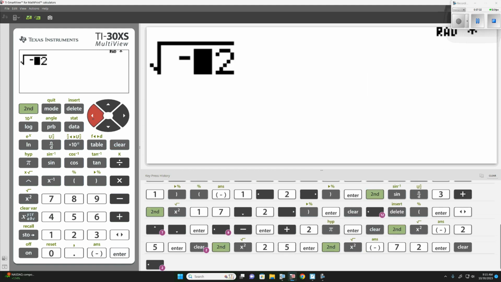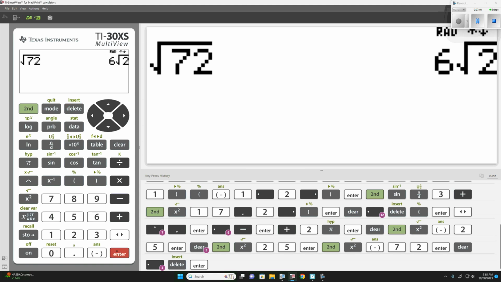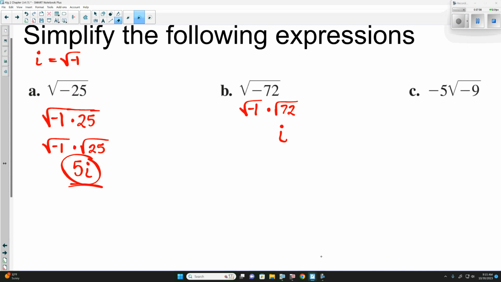It's not a perfect square, and because of the negative, the 30X won't simplify it. But since we know the negative is going to come out as i, I can remove it and just have it do the square root of 72, which is 6 square roots of 2, yes? Now because our actual one is -72, again, the negative comes out as i, so we'd have 6i square roots of 2. Questions on this here?